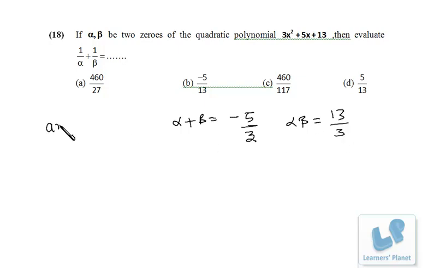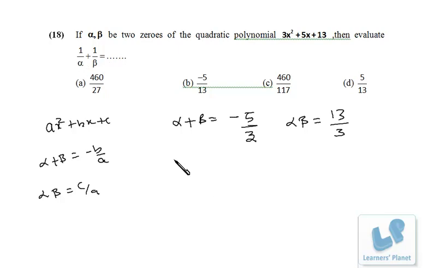So if you make the comparison with ax square plus bx plus c, then alpha plus beta is minus b by a, and alpha beta is equal to c by a. That you just remember. So every time you do not have to recall the sum and product of the roots, right? So alpha plus beta is minus 5 by 3 and alpha beta is 13 by 3, right? Now we have to calculate the value of this expression.